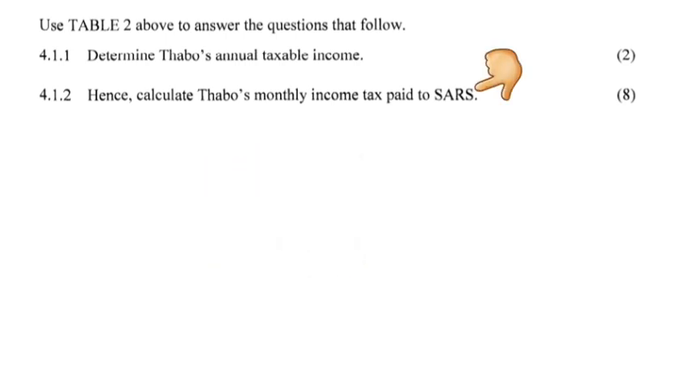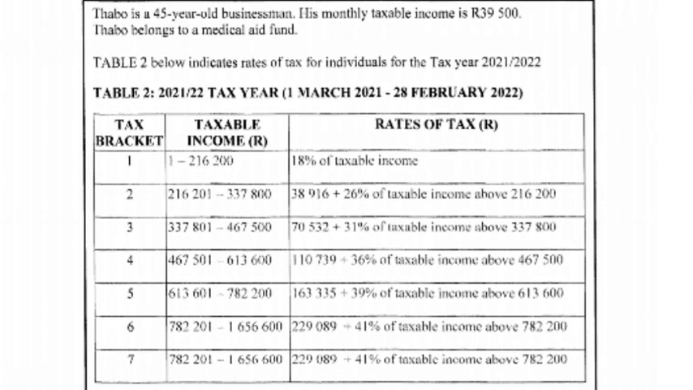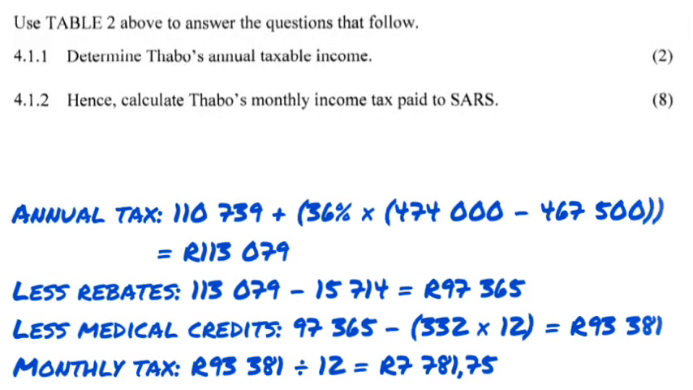which you can then use in calculating his monthly income. That's why it says, hence calculate Thabo's monthly income as paid to SARS. So you start by calculating it as an annual amount, and when you're done determining the amount that he has to pay to SARS annually, then you can divide it by 12. So we know that he earns 474,000, which puts him in tax bracket 4. That starts with 110,739 and 36% of everything that is above 467,500. So we are going to use that column of tax rates to now calculate our taxable income.